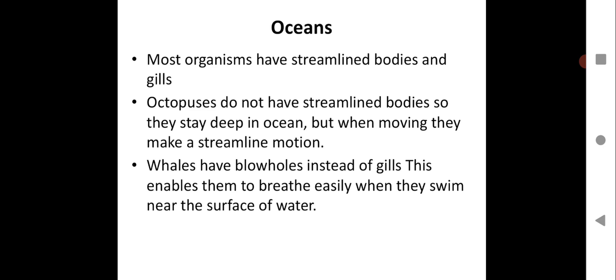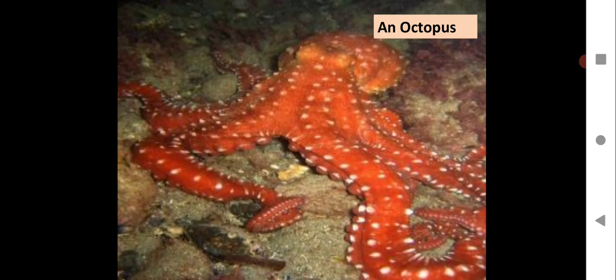Whales have blowholes instead of gills. This enables them to breathe easily when they swim near the surface of water. So they do not have gills with the help of which they can respire, but they do have blowholes which help them to breathe when they are swimming near the surface of water. So this is how the creatures in the ocean survive. Do write all these points in your notebook, children.